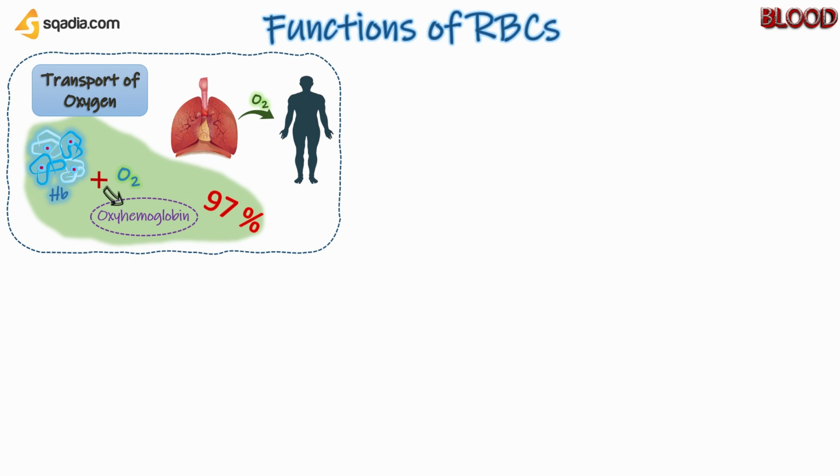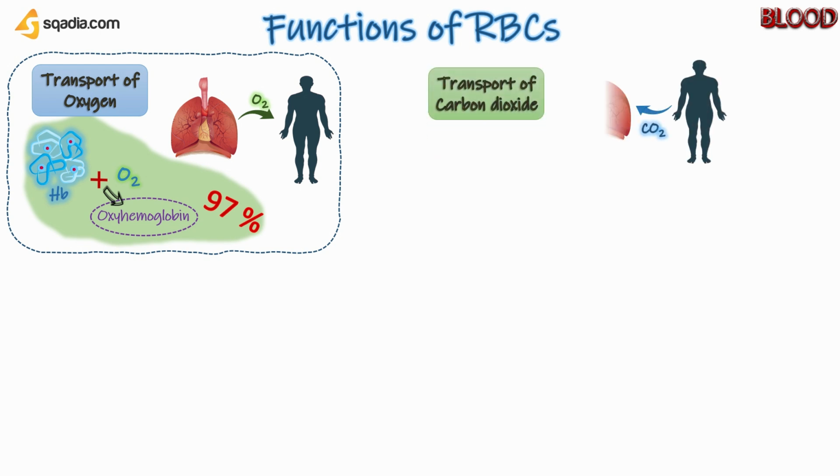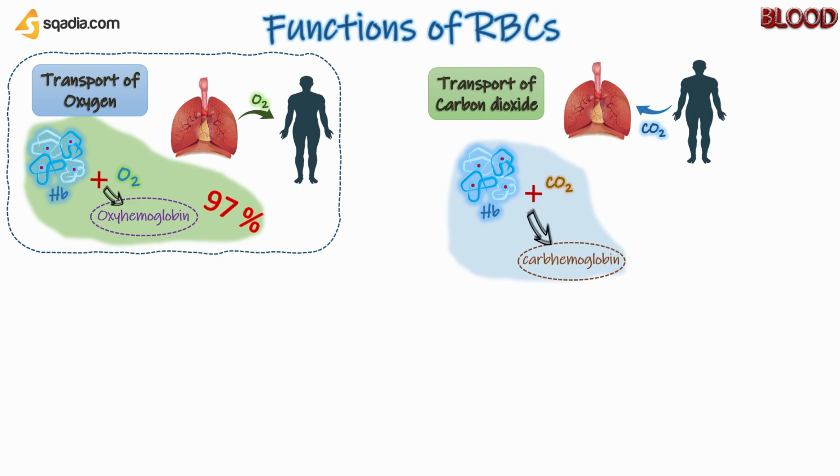Second, transport of carbon dioxide from the tissues to the lungs. Hemoglobin also has the ability to combine with carbon dioxide directly and thus form carbaminohemoglobin. About 30% of carbon dioxide is transported in this form.